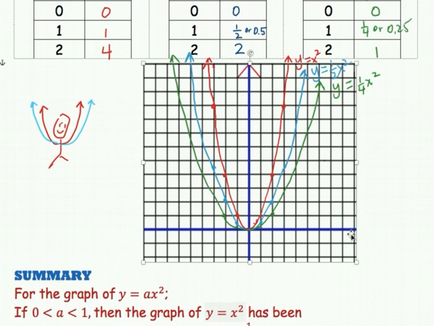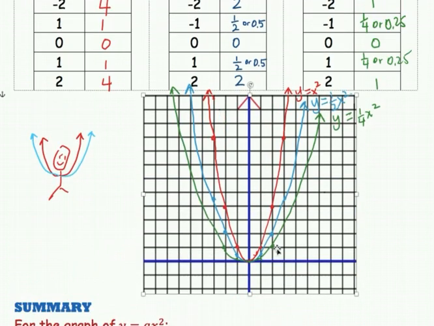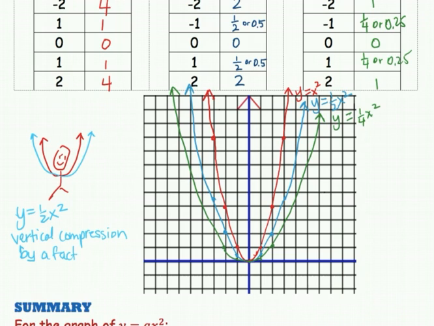Okay, so let's just write down what that looks like here. I'll write one here, write one there. So for the y equals 1/2 x squared, to describe this compared to the red one, the original graph, there was a vertical compression by a factor of 2.